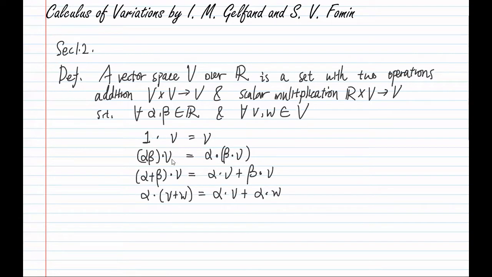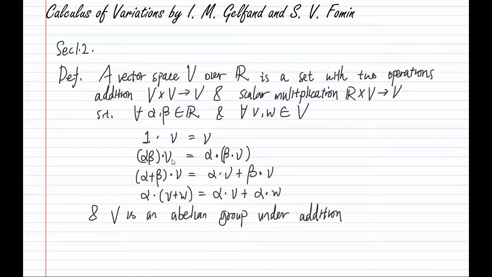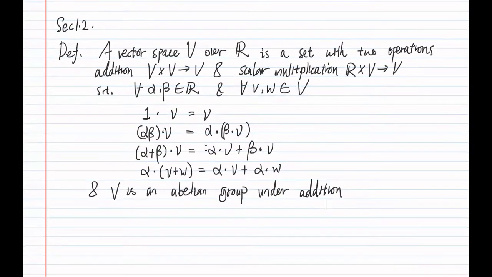All right, so this is what defines a vector space. Also, sorry that I forgot to mention, V is an abelian group under addition. Yeah, so this is a very important aspect.